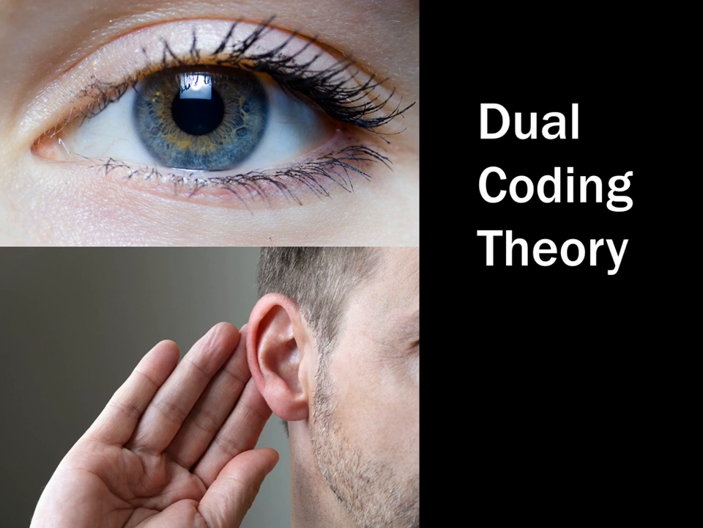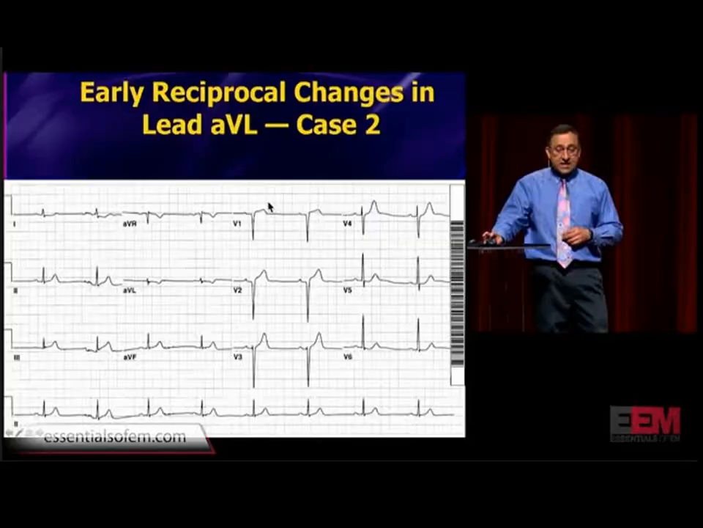Our brain processes what we hear and what we read by two different parts of our brain. They can be used together to augment learning, or if they're used in an incongruent way, it actually decreases your learning. So that's why you see people like Amal Mattu, one of the greatest lecturers in emergency medicine, talk all with pictures. If he had a slide up there listing the things you needed to look for, such as early reciprocal changes, the visual track would not be anywhere near as effective.